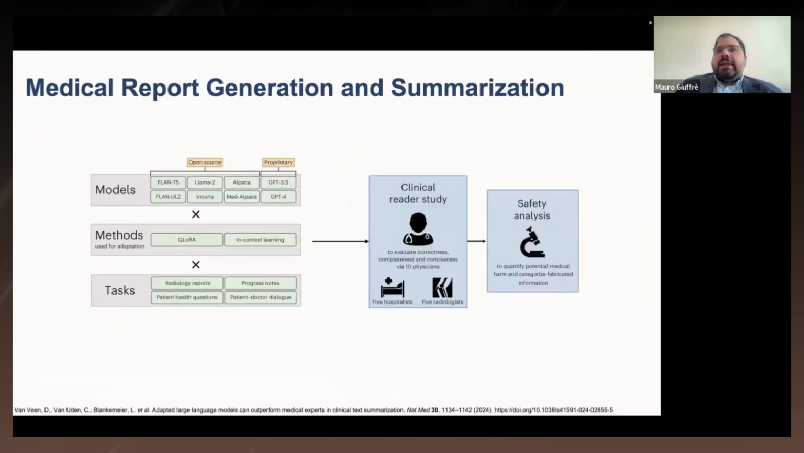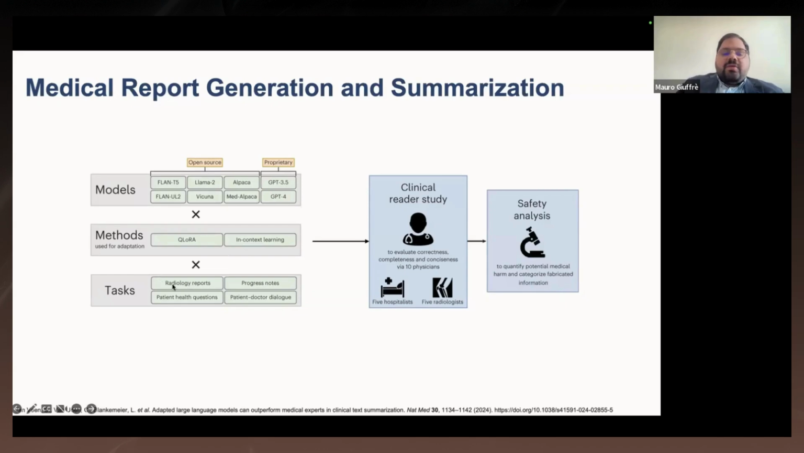There is only one big study which was published in Nature last year about using LLMs for medical report generation and summarization. What the authors did is that they tested multiple models. So you can see like GPT-3 or GPT 3.5 and 4, or what we call open source model, which are models that are not proprietary from some companies. So you can use them locally. And they tested different techniques for fine tuning, which means giving additional training or using guidelines, for example, to guide the model to a given task.